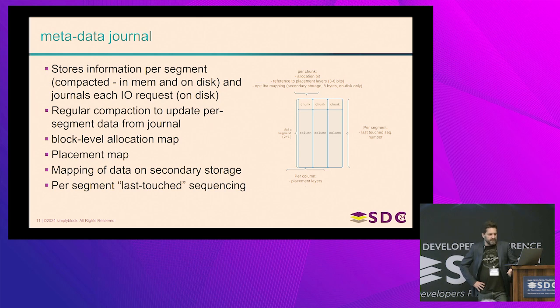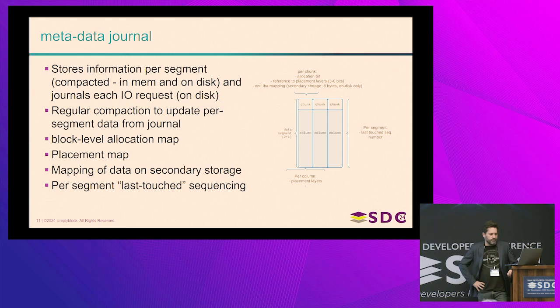We do have a metadata journal. This metadata journal essentially stores information on a per segment level. It's really a journal, so it's crash consistent and power failure safe, and we compact this information every 10 or 20 seconds, where we basically take a snapshot of this metadata, store it back to disk, and remove the journal part of it.